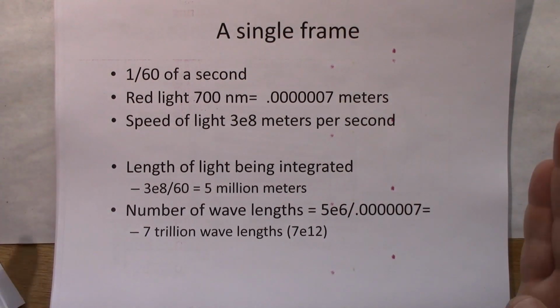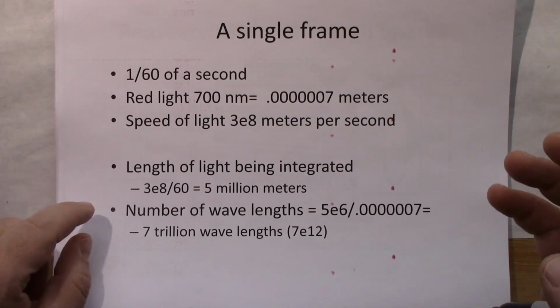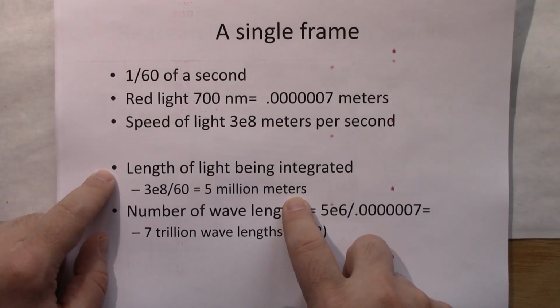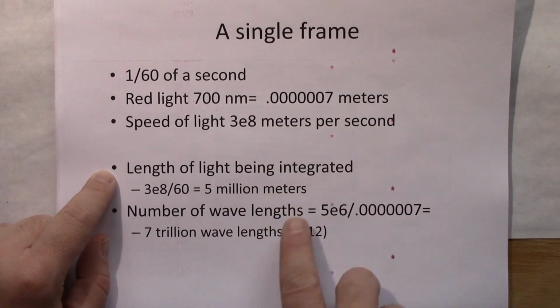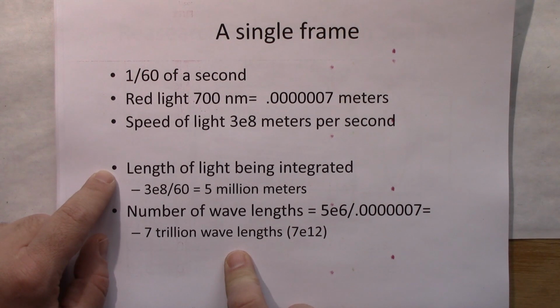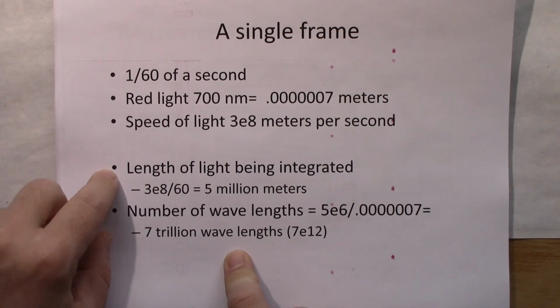So the length of light being integrated by this system for any given frame is 5 million meters of light. 5 million meters. The number of wavelengths for this is 7 trillion wavelengths. So you're saying that we have 7 trillion wavelengths hitting our detector, that we only detect 12 photons? Really? That's insane.